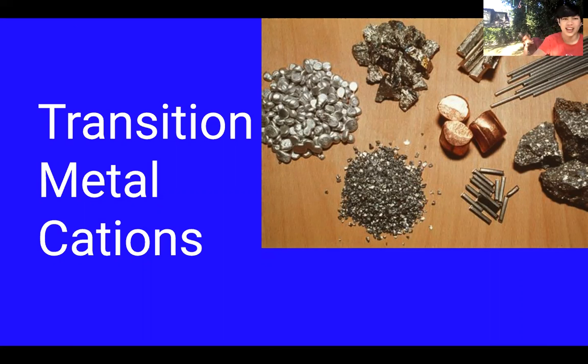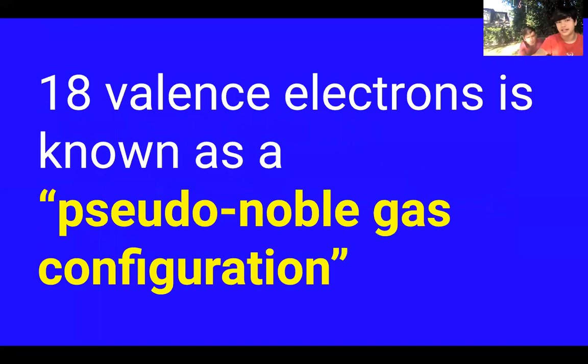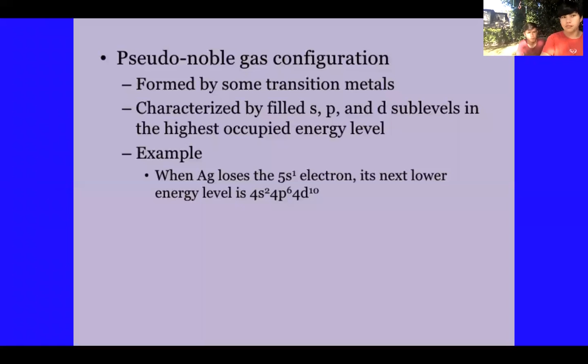Transition metals form cations, and the charges for transition metals vary. 18 valence electrons is known as a pseudo-noble gas. This is at the very end of the transition metals, in the center block. Those are pseudo-noble gases. Close to a noble gas, but not really a noble gas. The next best thing. It's what they really want: a pseudo-noble gas configuration.